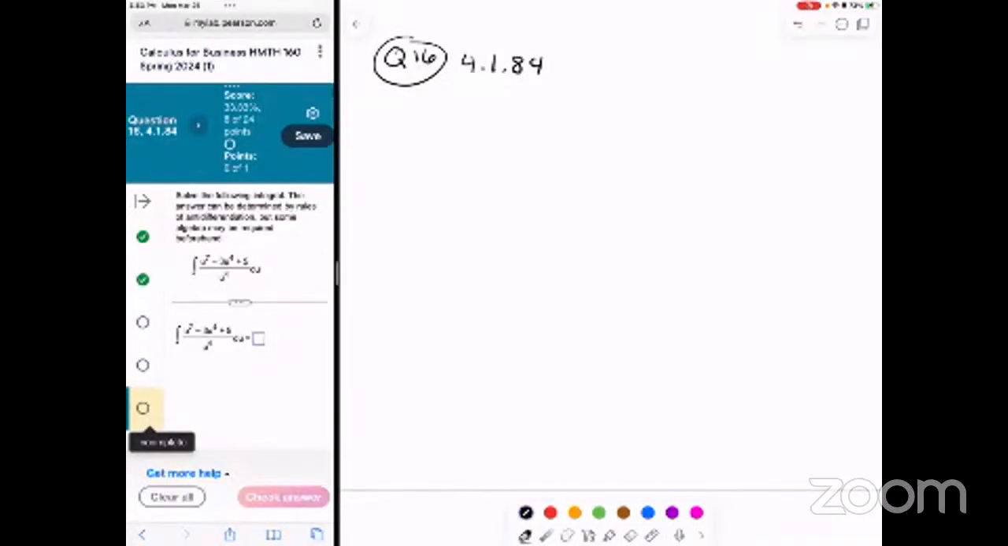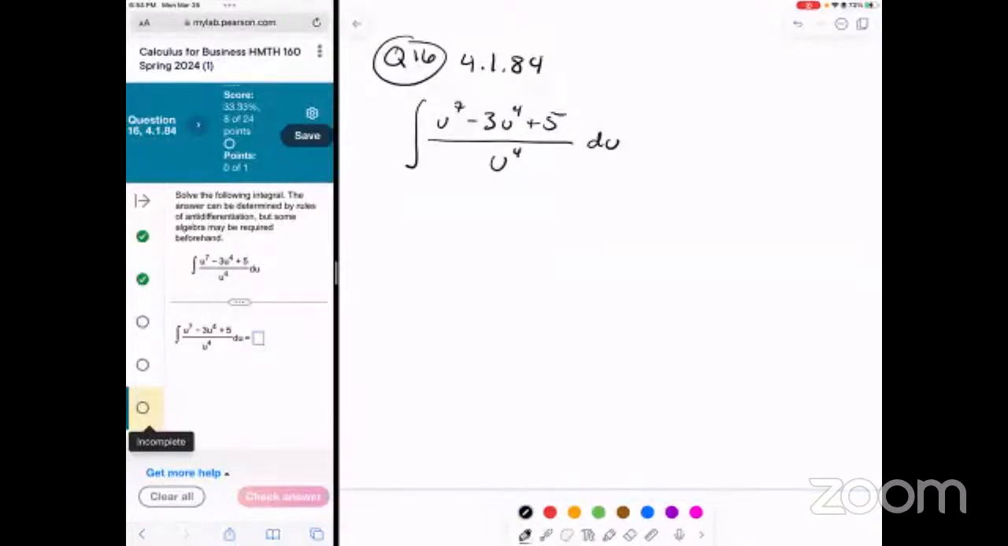Let me see. We have u to the power 7 minus 3u to the power 4 plus 5 over u to the power 4 du. We're taking the integral of this. Again, I think earlier I mentioned that if we're dividing by a monomial, then we can distribute that monomial, and maybe it'll make it easier. So we can try it.